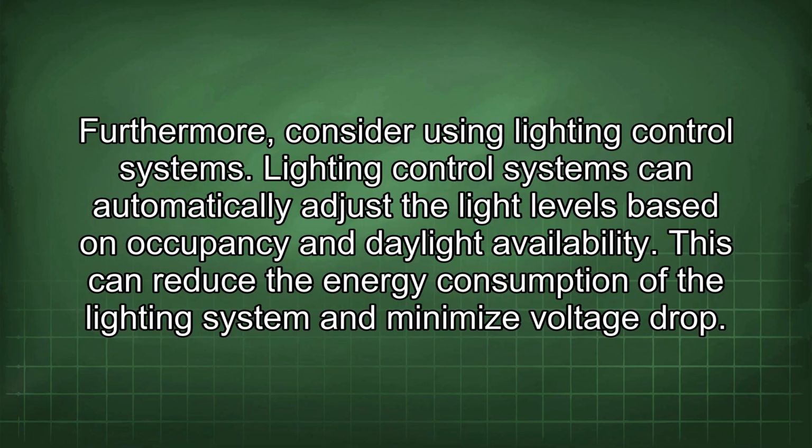Furthermore, consider using lighting control systems. Lighting control systems can automatically adjust the light levels based on occupancy and daylight availability. This can reduce the energy consumption of the lighting system and minimize voltage drop.